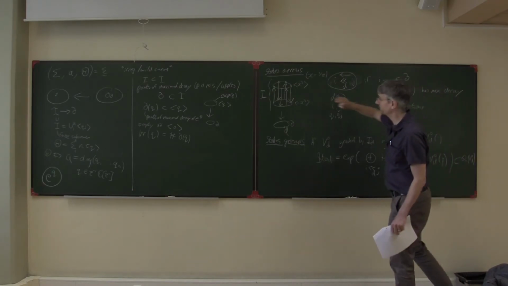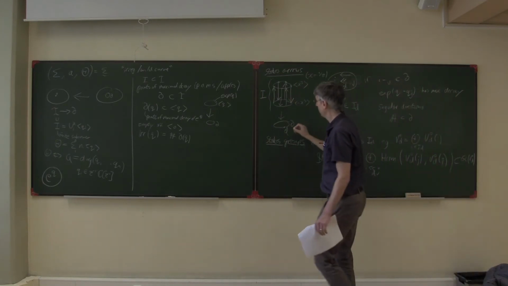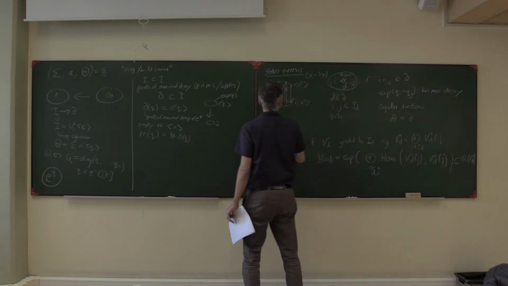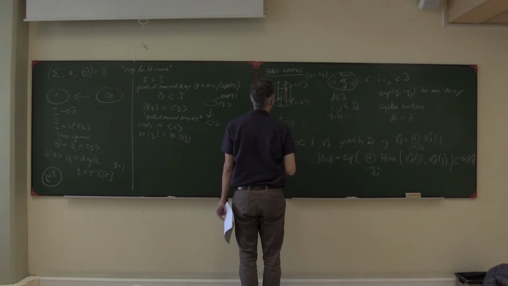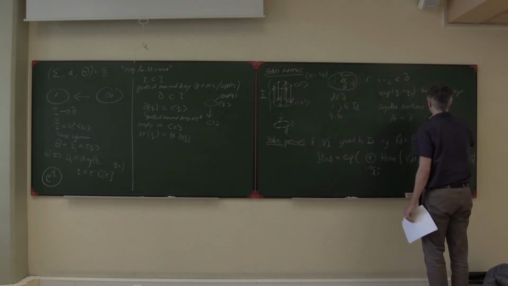So I fix this finite subcover I, and you look at the Stokes arrows, and you just look at the subset of the base below the non-trivial Stokes arrows. And so here you would get 6 points like this. So these are the points below the Stokes arrows.